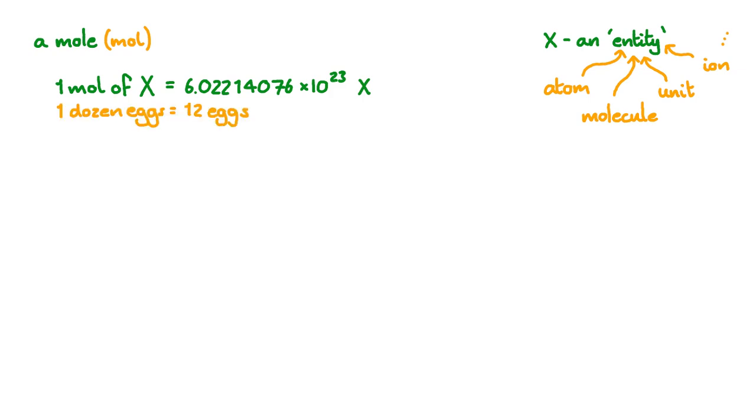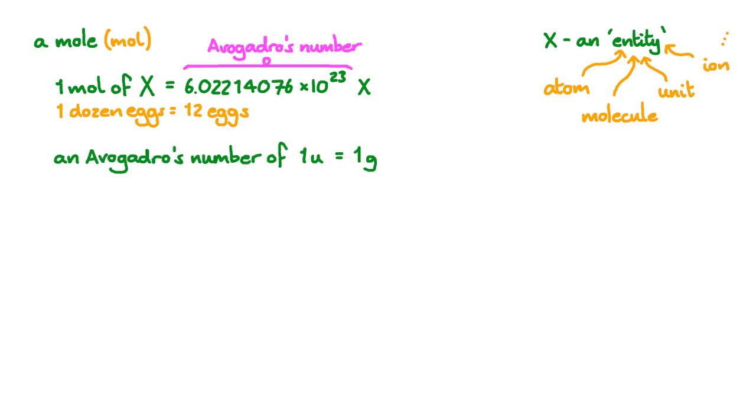Just like we said earlier, we can think of a mole as a group, just like a dozen. 1 dozen eggs is the same as 12 eggs. 1 mole of X is equal to an Avogadro's number of X. The nice thing about the mole is that it's a convenient way to convert between atomic scale masses, like unified atomic mass units, and human scale masses, like grams.